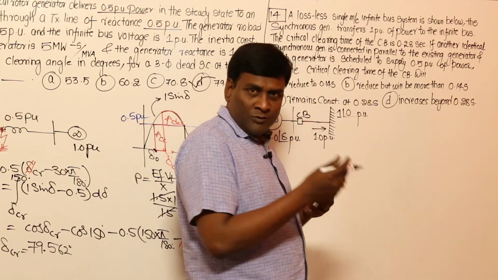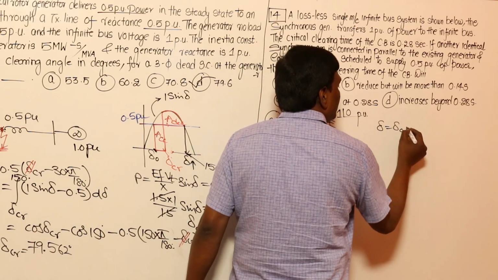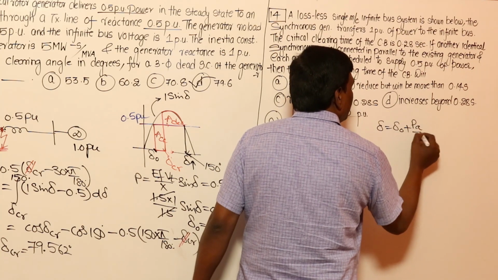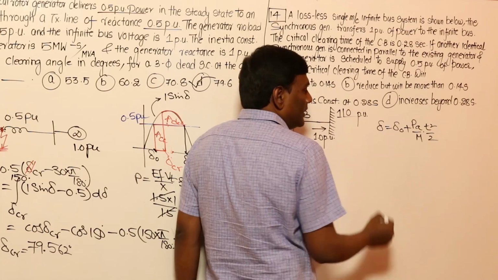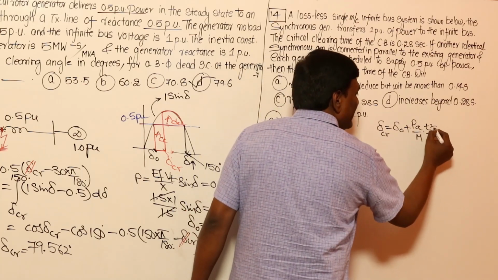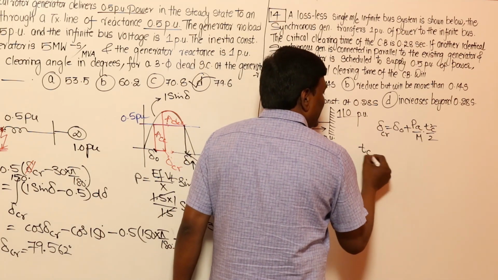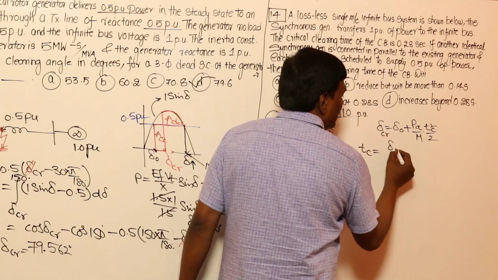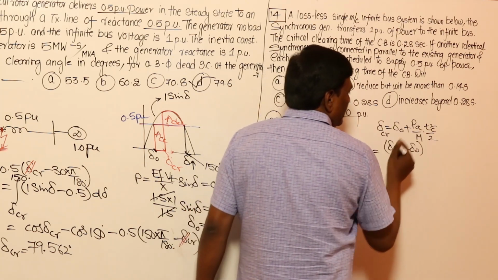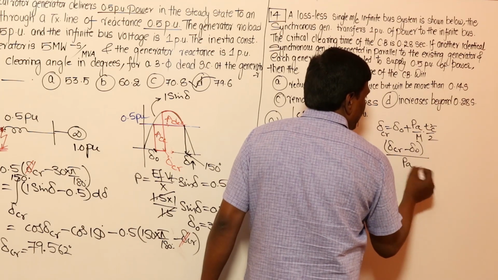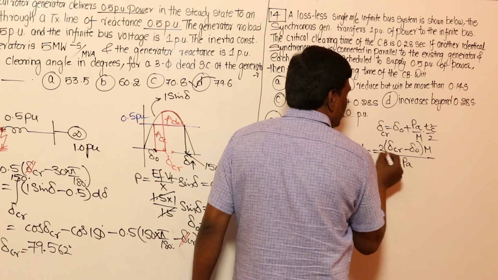Okay, so as we just now used, what is delta? It is nothing but delta naught plus PA by M into T square by 2. So if it is delta CR, it is going to be critical time. We discussed this. So what is critical time here? It is going to be delta CR minus delta naught, now divided by PA into M, into 2, under root.